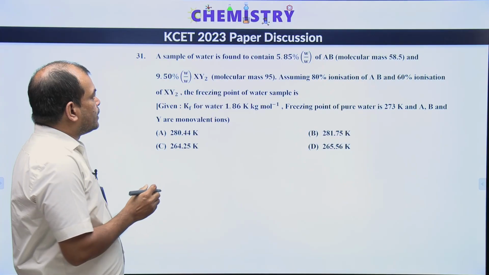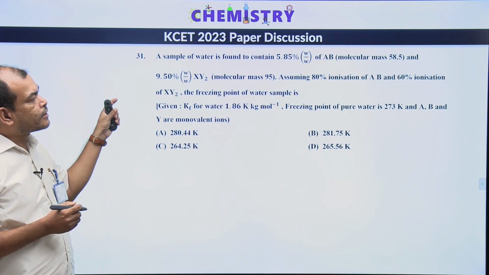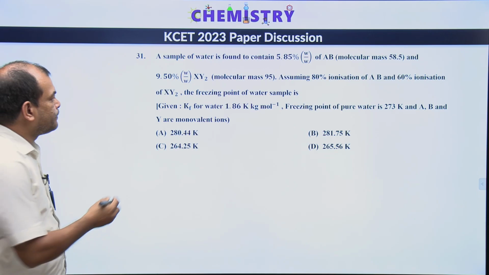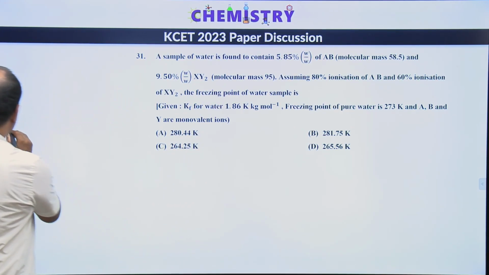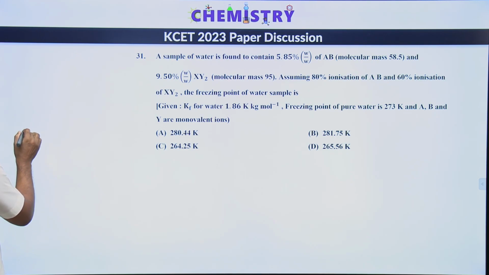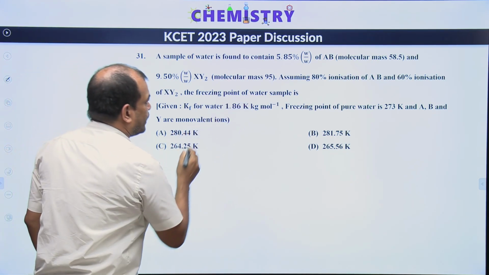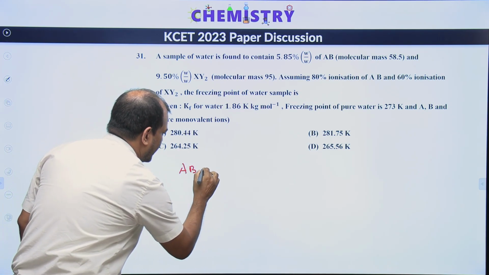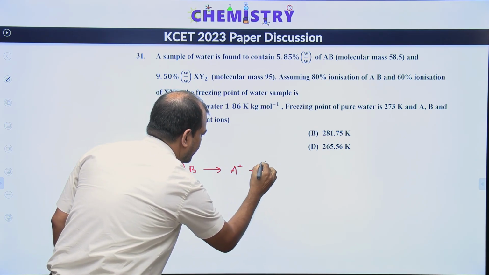Okay. Yeah, let's start question number 31. Question number 31 comes from liquid solutions, related to colligative properties. Now let's see how it can be solved. If I take the molecule AB, it dissociates into A plus and B minus.